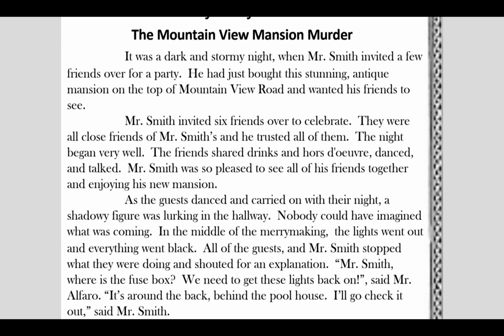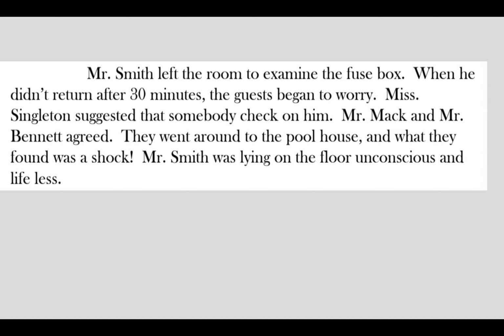As the guests danced and carried on with their night, a shadowy figure was lurking in the hallway. Nobody could have imagined what was coming. In the middle of the merrymaking, the lights went out, and everything went black. All of the guests and Mr. Smith stopped what they were doing and shouted for an explanation. "Mr. Smith, where's the fuse box? We need to get these lights back on," said Mr. Alfaro. "It is around the back, behind the pool house. I'll go check it out," said Mr. Smith. Mr. Smith left the room to examine the fuse box. That's where they went to go check.